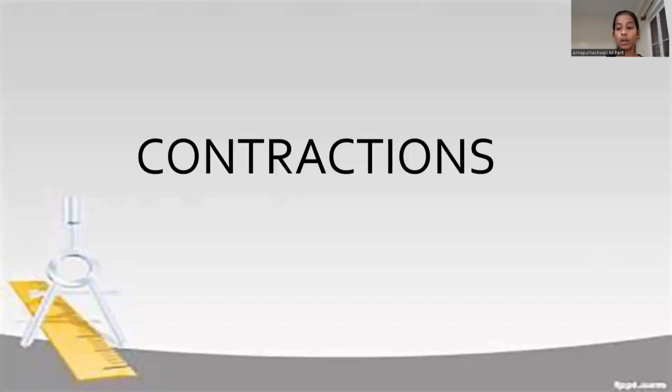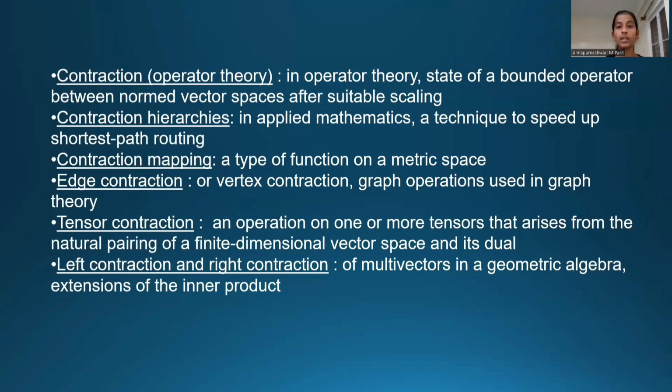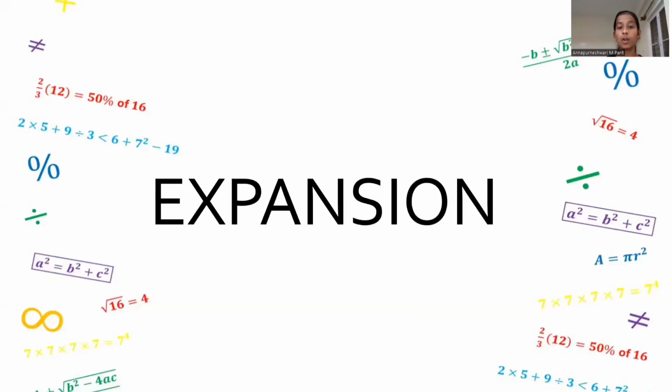And the next topic is contraction. Contraction is nothing but, in operator theory, a bounded operator between normed vector spaces after substituting a suitable scale. And there are certain contraction types. Those are contraction hierarchies, contraction mapping, edge contraction, tensor contraction, left and right contraction. And the last but not least, that is expansion.